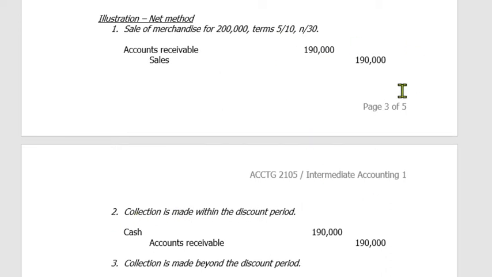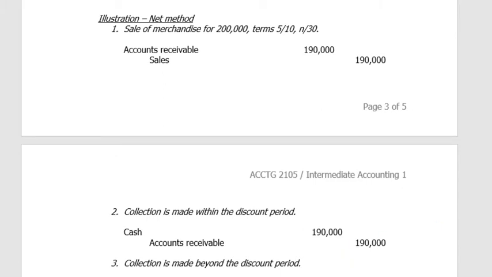Next, what if the collection is made within the discount period? Dahil naka-recognize na kaagad dito yung discount, anong gagawin mo kapag nagbayad siya within the discount? Madali lang. I-reverse mo lang yung entry mo by crediting 190,000 accounts receivable and then debiting cash 190,000 kasi natanggap mo na yung pera. So, kanina, sinet up mo, yun yung pautang. Ngayon, natanggap mo na yung pera at 190,000.